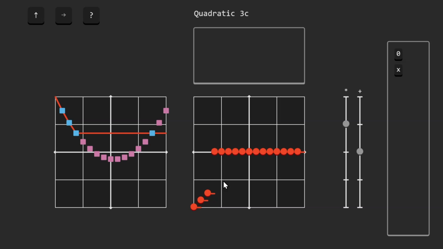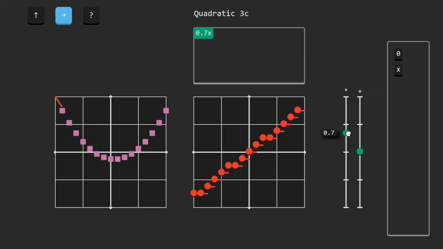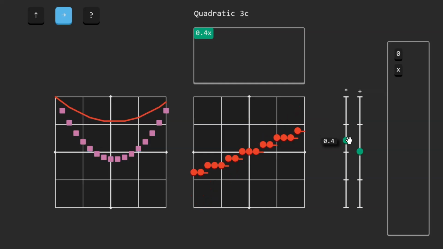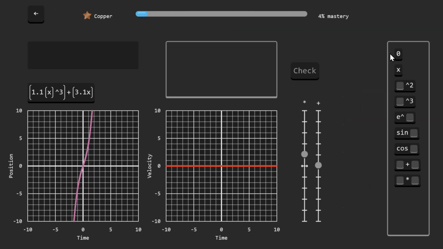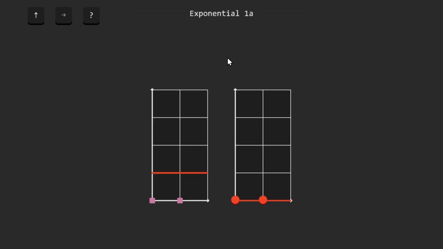So we can set the function by grabbing the block labeled x and dropping it here. You can also use these sliders to set the slope and y-intercept of the line. Later on in the game, we introduce blocks for a variety of different functions, like e to the x, sine, and cosine. The blocks can attach to each other to form nested functions. I'll show you one more puzzle because this is one of my favorites.